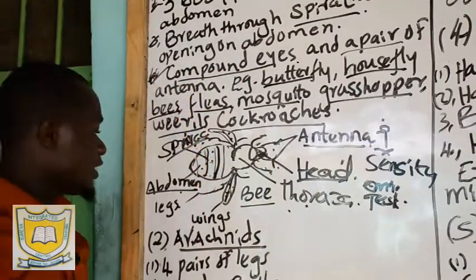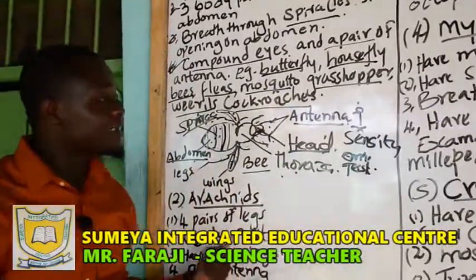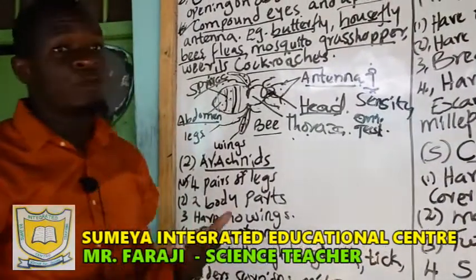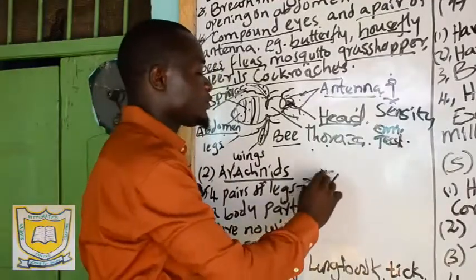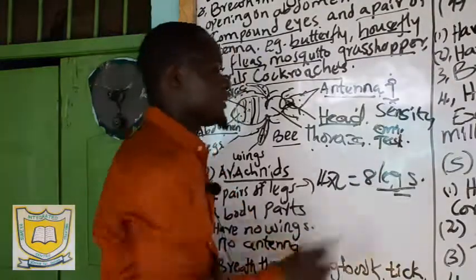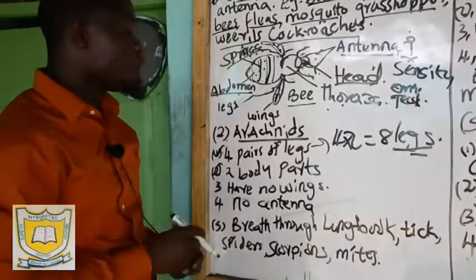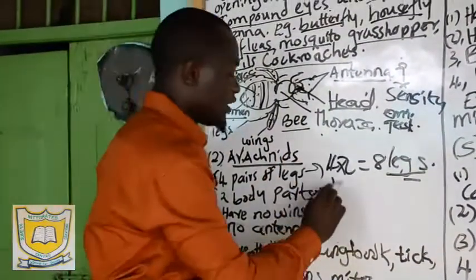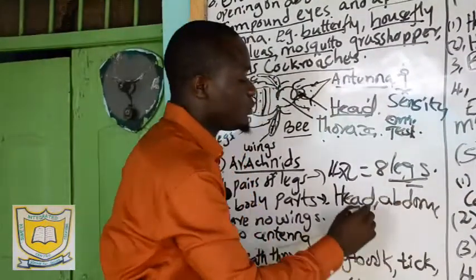Now we move to other animals, the arachnids. We are going to talk about the characteristics of arachnids. Number 1, arachnids have 4 pairs of legs. 4 pairs of legs means 4 times 2, which means they have a total of 8 legs. Characteristic number 2, they have 2 body parts, the head and the abdomen. So those are the 2 body parts.